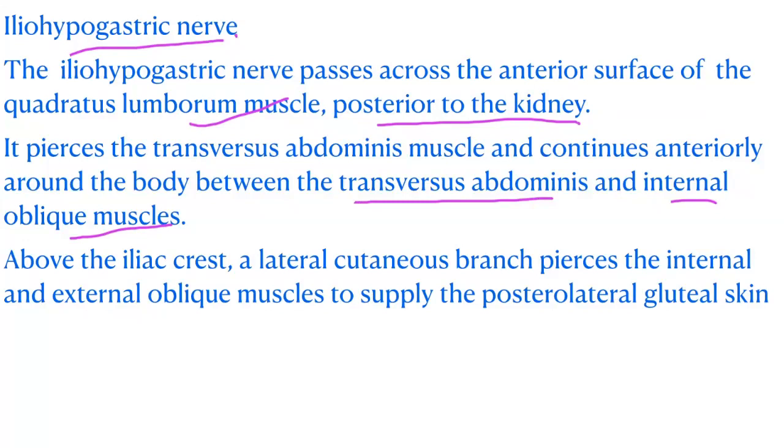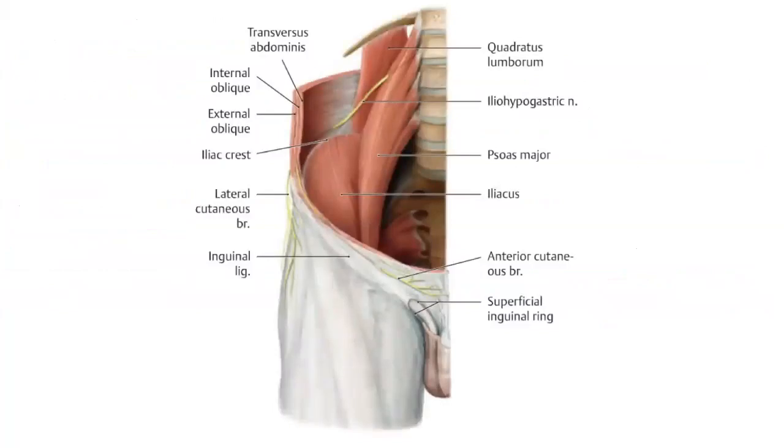Above the iliac crest, a lateral cutaneous branch pierces the internal and external oblique muscles to supply the posterolateral gluteal skin, right? This one is the iliohypogastric nerve. Okay, same trunk. Okay, it divides, right?